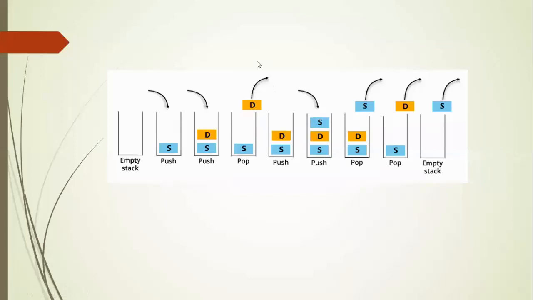If you pop, that S will be popped out. After that, if you pop, then D will be popped out. Then after that, if you perform pop, then S will be popped out, and finally the stack will become empty. These are the two major operations that you will perform on a stack, called push and pop. They will work in this way.